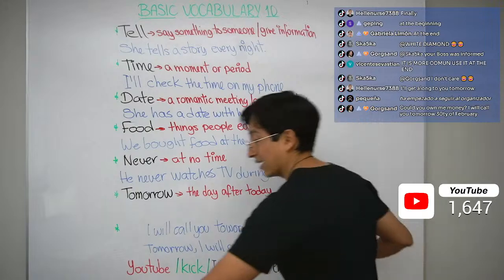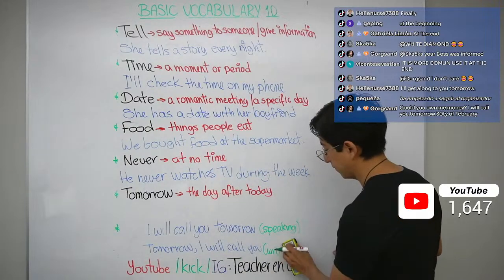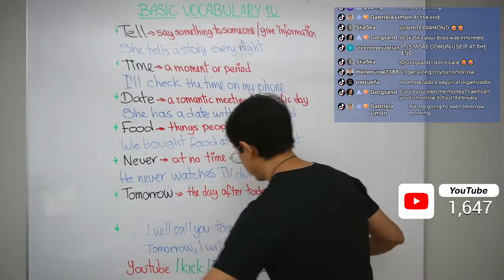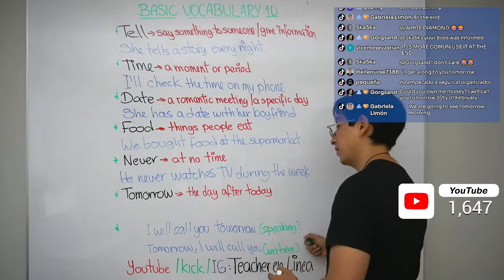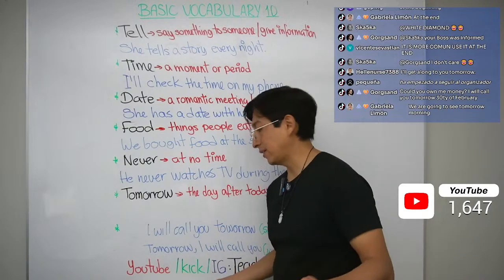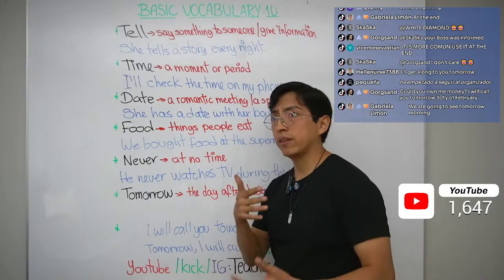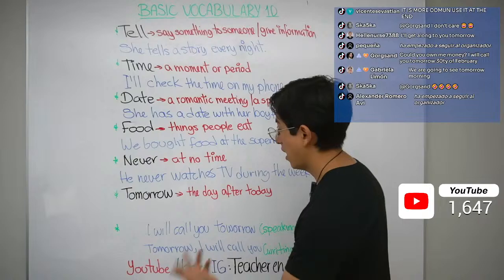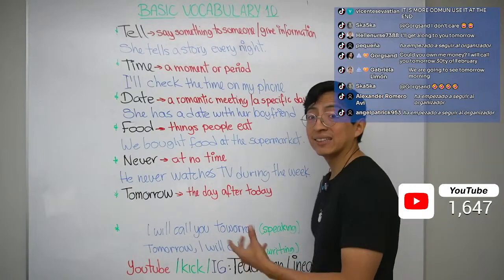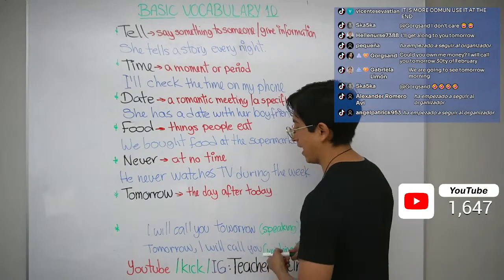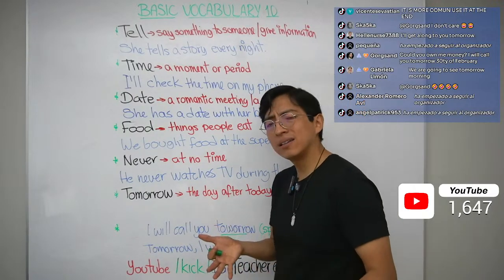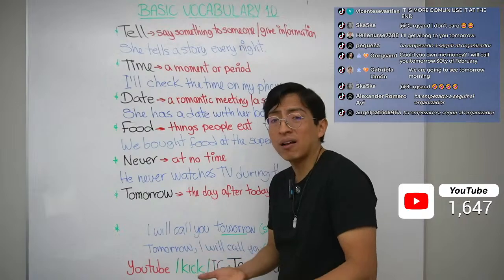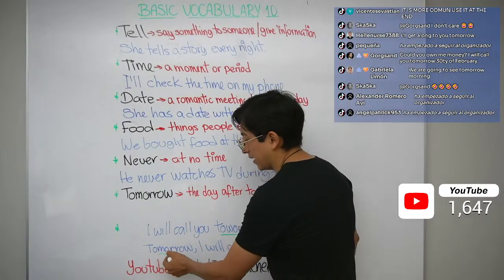Oh my God, I made a mistake there again. So if you're in a conversation, if you're with a friend, please, I will call you tomorrow, at the end. Always at the end here. If you are writing a text, a paragraph, it's okay, we can use it at the beginning.